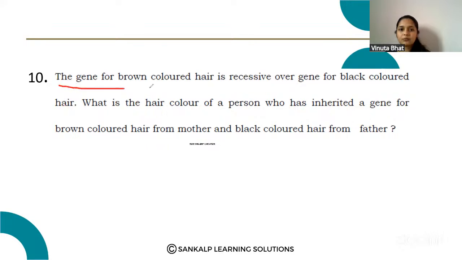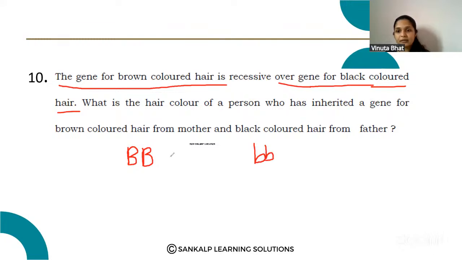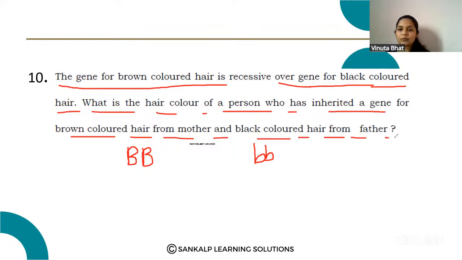The gene for brown colored hair is recessive over the gene for black colored hair. So I will take black colored hair as BB, capital B, capital B. This is the homozygous black color, and small b, small b is the homozygous brown color. Capital B is dominant over the small b. What is the color of the person who has inherited a gene for brown colored hair from the mother and black colored from the father?